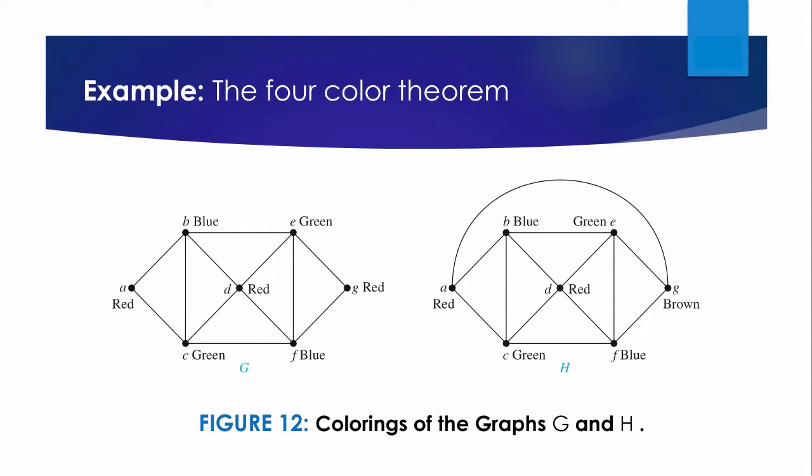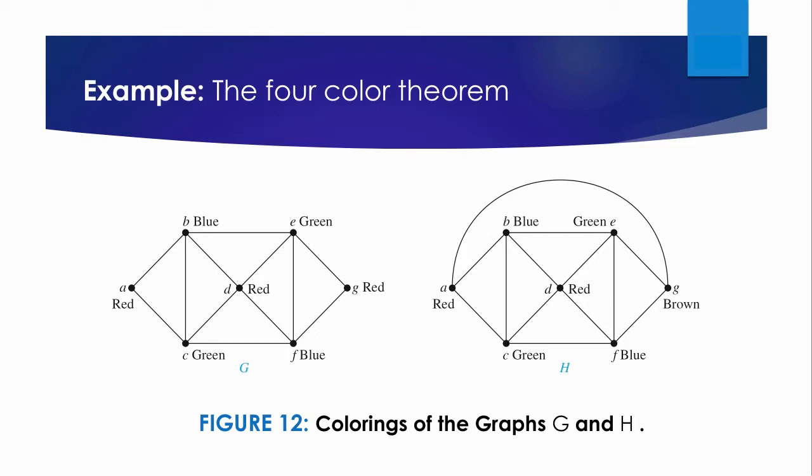And F can and must be colored blue because it is adjacent only to vertices colored red and green. Finally, G can and must be colored red because it is adjacent only to vertices colored blue and green. This produces a coloring of G using exactly 3 colors. Figure 12 displays such a coloring.